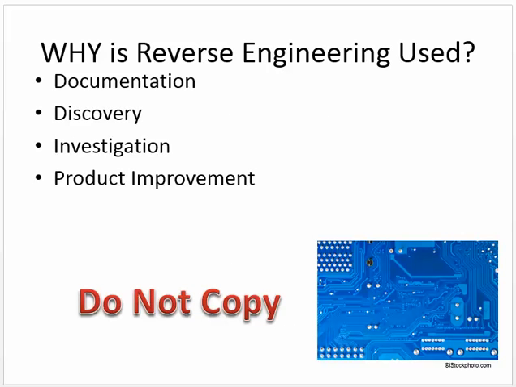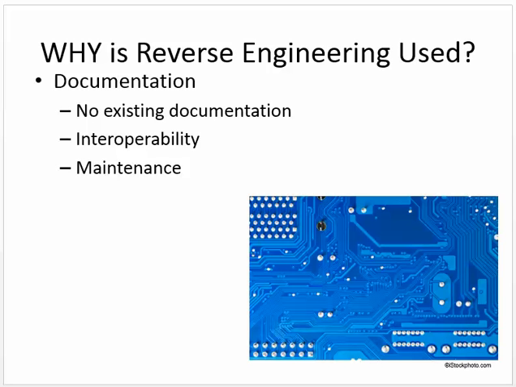Why is reverse engineering used? There are basically four reasons: documentation, discovery, investigation, and product improvement. Let's talk about those four. The first one is documentation. Sometimes a product has been around for so long that there's no existing documentation. So a company will tear it apart and reverse engineer their own machine or their own invention so they can get documentation on it, whether it's IPTs or IDWs, something that verifies how it's made.